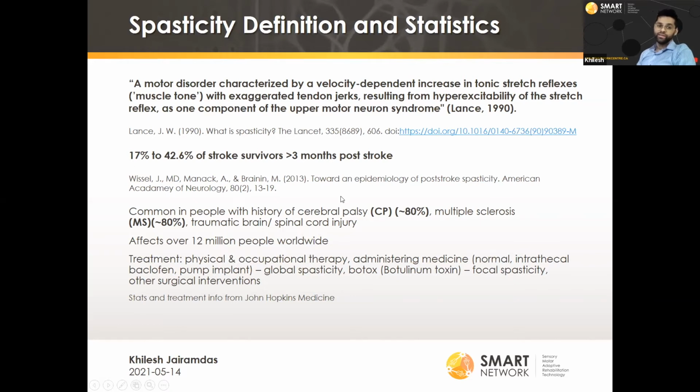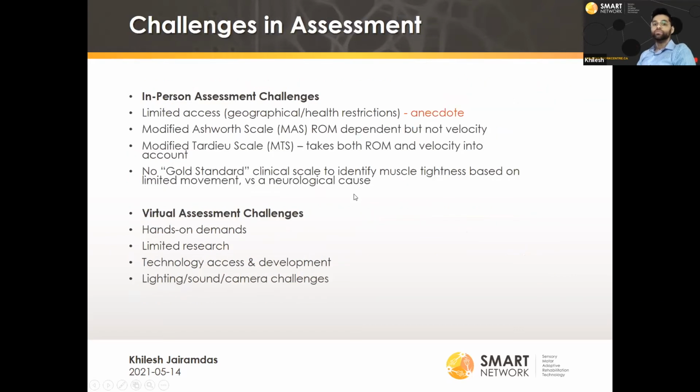As for treatment, depending on if you're going for more of a global treatment or a local treatment, for global treatment, you have interventions such as intrathecal baclofen pumps, or oral medicine administration. For local spasticity, you have approaches such as Botox injections, which can be administered just depending on the case, whether it's more global or local. So how do we diagnose and assess this though?